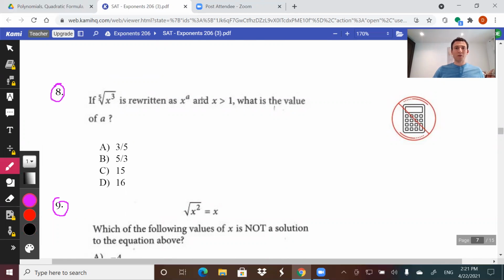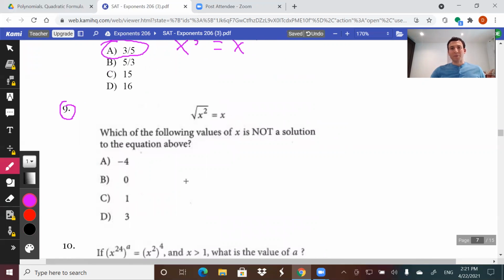So it tells us that this is equivalent to x to the a. We all have fractions as answers, so let's rewrite this in the fractional form. So x to the 3/5, right, power over root, is equal to x to the a. So in this case, a must be 3/5.